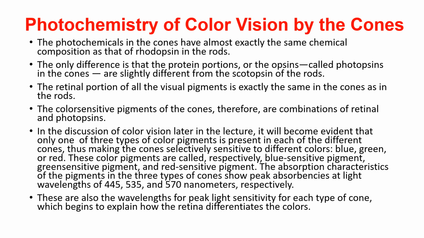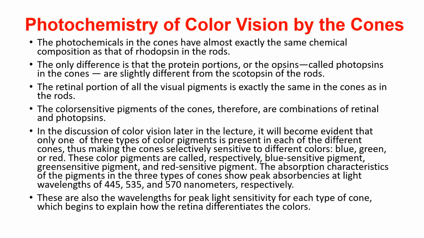Photochemistry of color vision by the cones. The photochemicals in the cones have almost exactly the same chemical composition as that of rhodopsin in the rods. The only difference is that the protein portions, or the opsins, called photopsins in the cones, are slightly different from the scotopsin of the rods. The retinal portion of all the visual pigments is exactly the same in the cones as in the rods. The color-sensitive pigments of the cones, therefore, are combinations of retinal and photopsins.